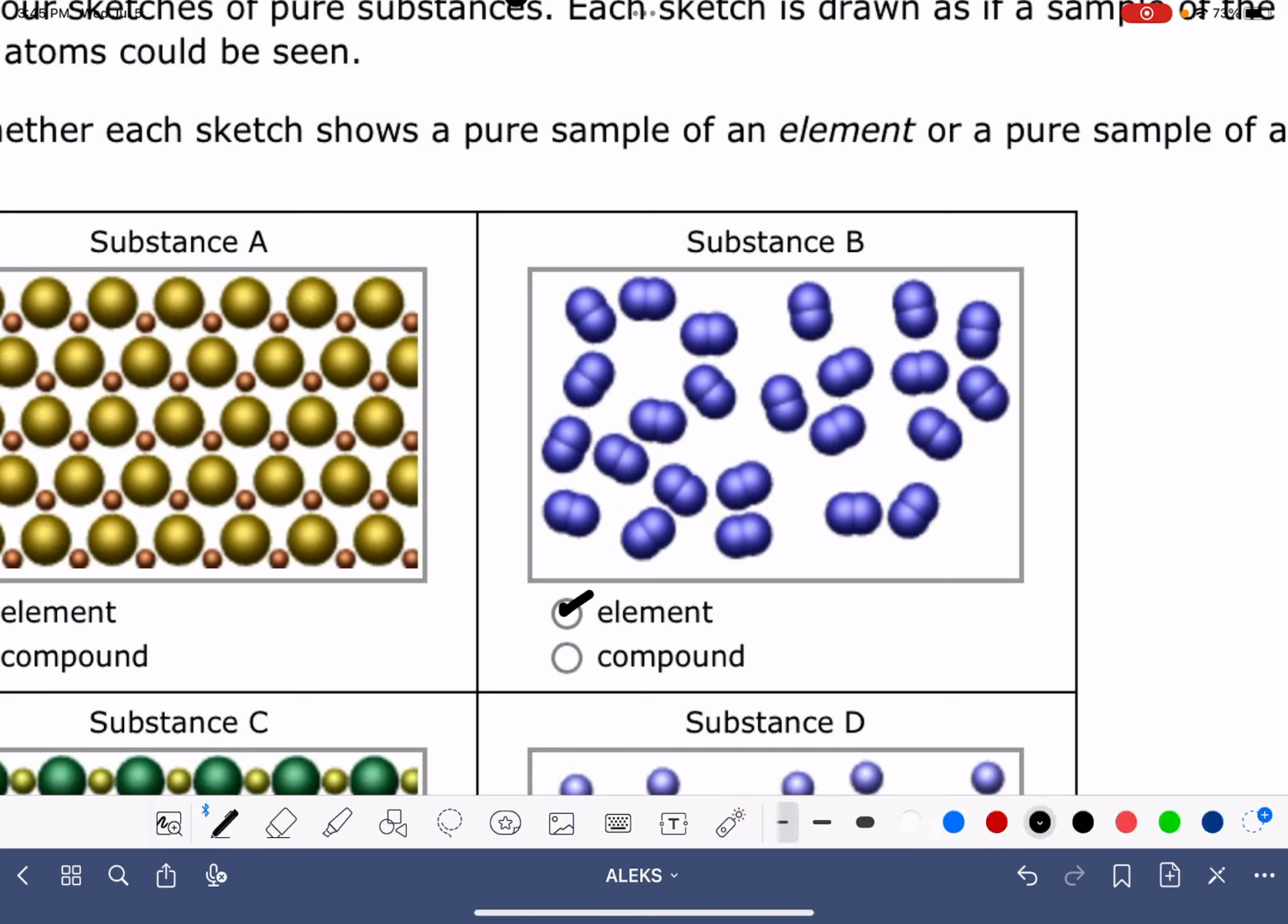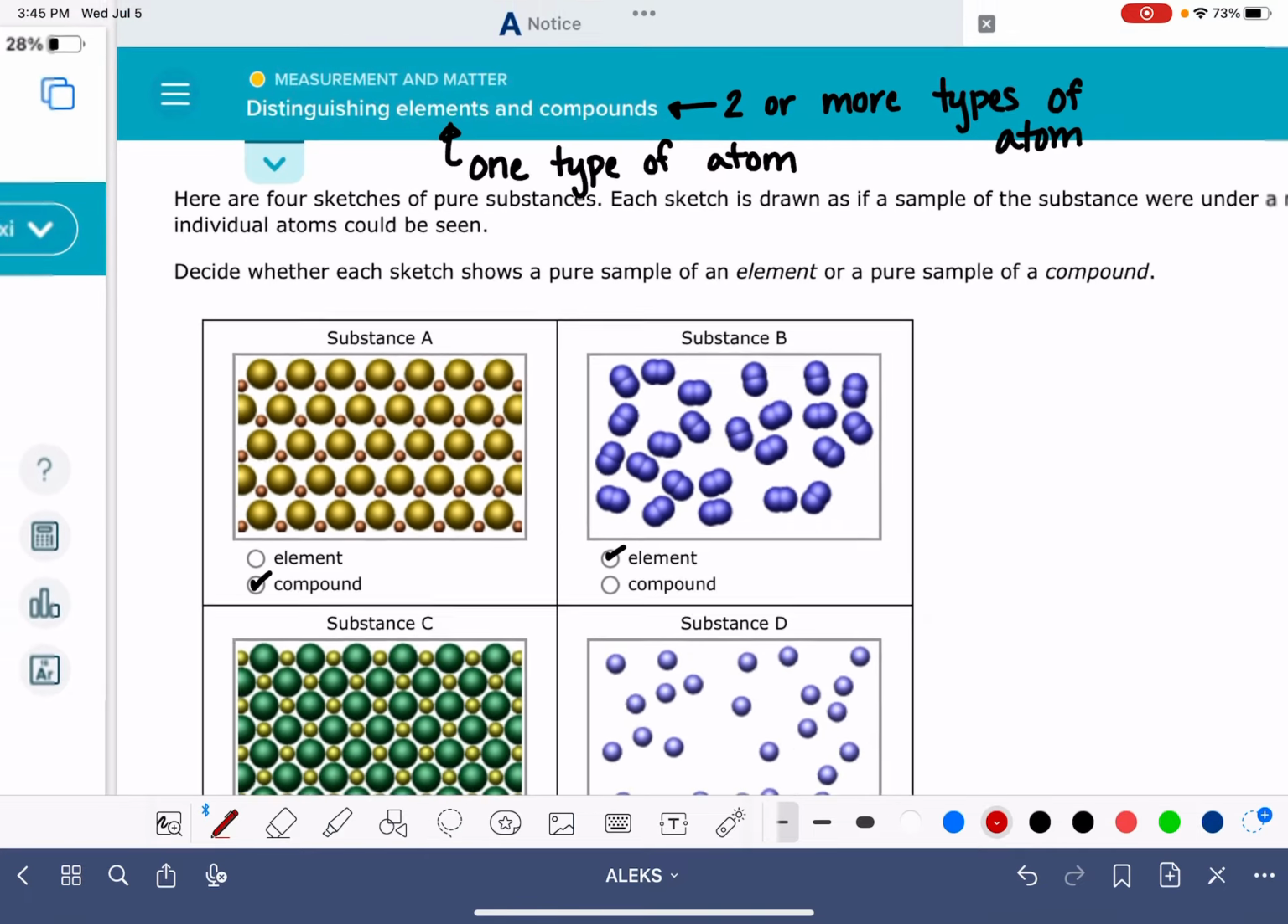Now, I do want to point out that if one of those spheres was a different color, so for example, if one of the spheres was red instead of purple, then in that case, we would be looking at a compound, not an element. But since all of these are the same color, it is an element.